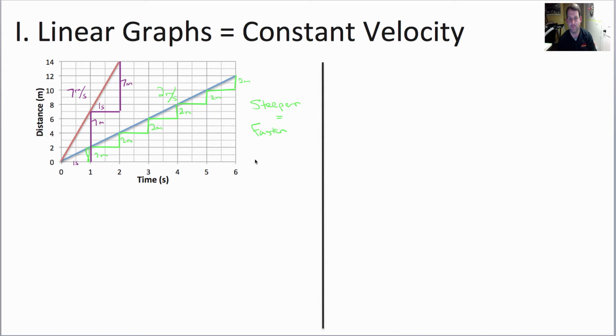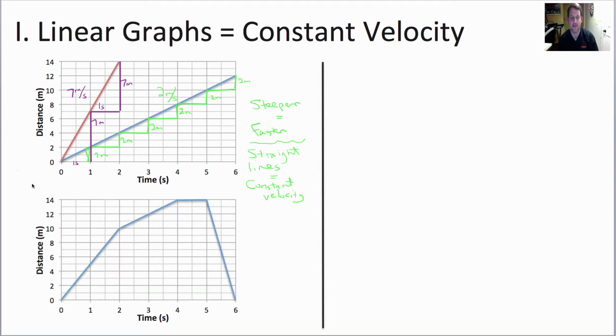And also, we learned that straight lines equal constant velocity, because you go the same distance every second when it's a straight line. Awesome. So those are our two big things we've learned so far.